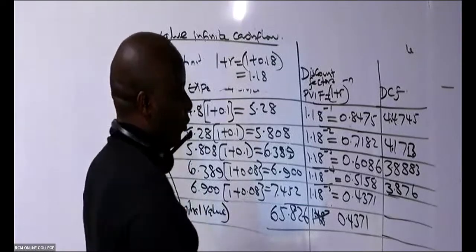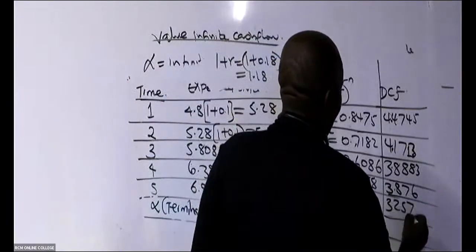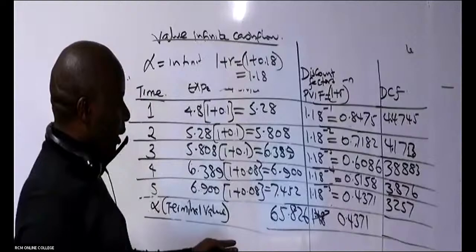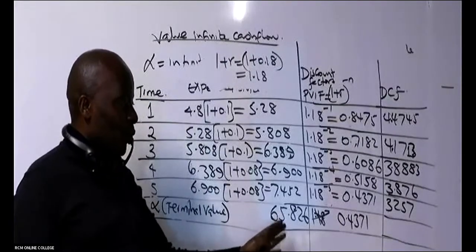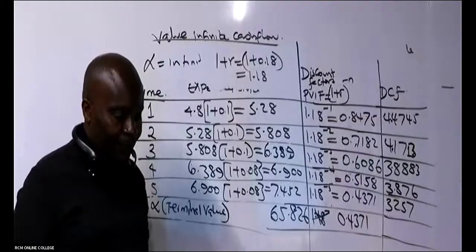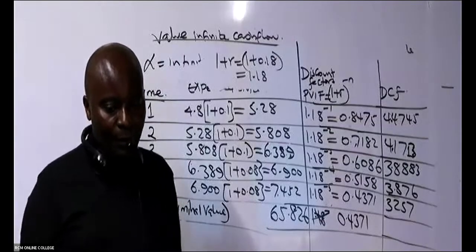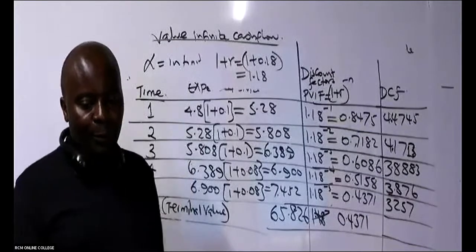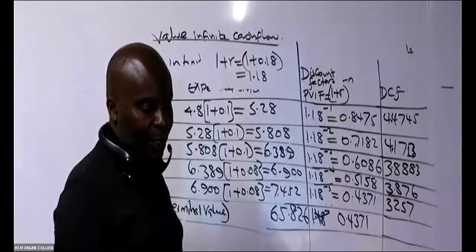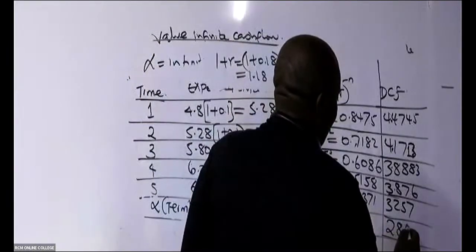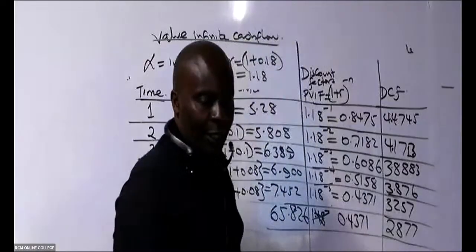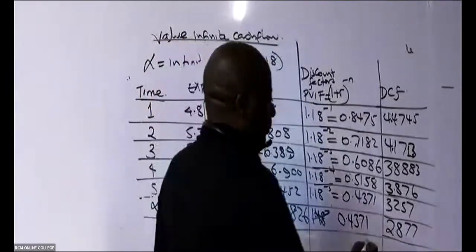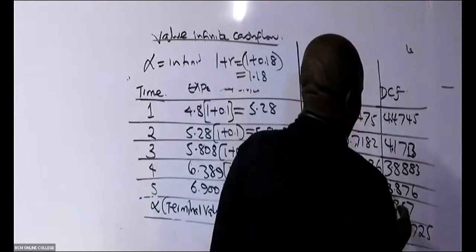32.57. Then move on to the next one. The next one, what do we have here? 65.826 times 0.4371. $28.772, 28.77 something. 28.7725. Decimal there.